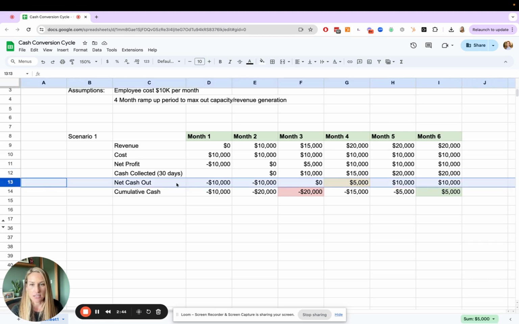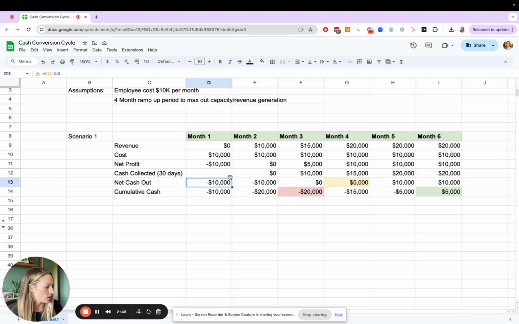Now you can see the net cash out in month one was negative $10,000. The cash out was $10,000. Month two, cash out another $10,000. And then by month three, we've broken even. Now, finally, by month four, so it took us 4 months to actually start generating cash from this employee, and then 5 months to max out that cash.